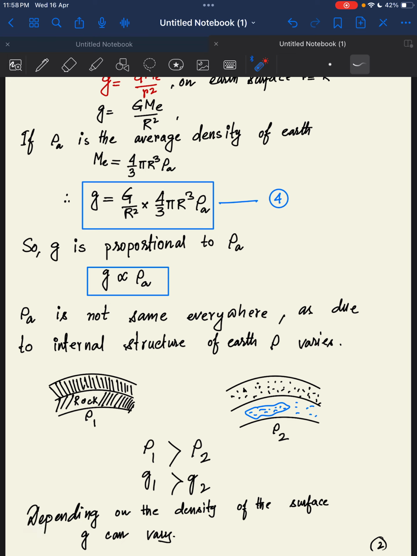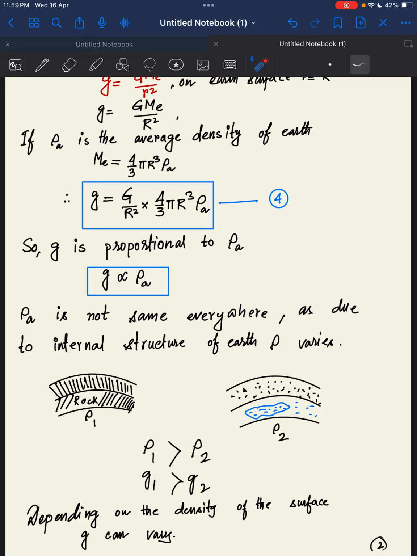So rho A, that is the average density, is not the same everywhere, due to the internal structure of the earth. Let's say we have a rocky structure. Below the earth surface there are layers of rocks. Then your rho will be high. And let's say below the earth surface there is sand, and below the sand there are some water bodies. So effectively the density rho 2 will be less than rho 1. So rho 1 is greater than rho 2. If I measure G at this position and G at this position, then your G1 will be greater than G2 due to the higher density.